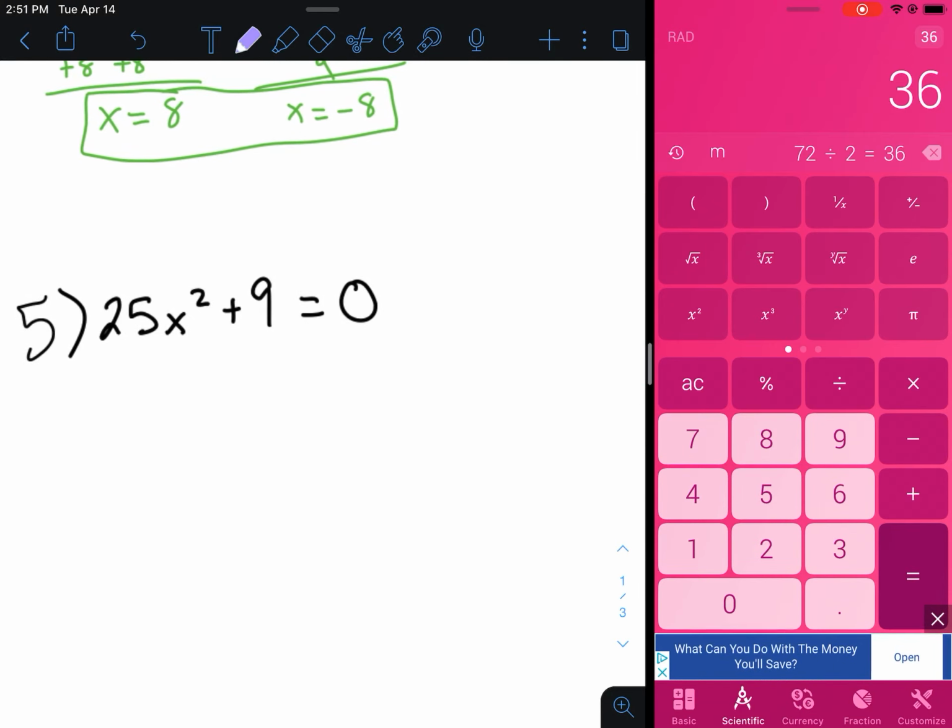All right, and our last problem here, we have 25x squared plus 9. Both of these are perfect squares. However, we also know that both of these do not divide by anything. So it's not like we can have 25 and 9 both go into 5. Well, they don't. So I just noticed one thing as an error. This should be a negative 9, and I'm sorry about that.